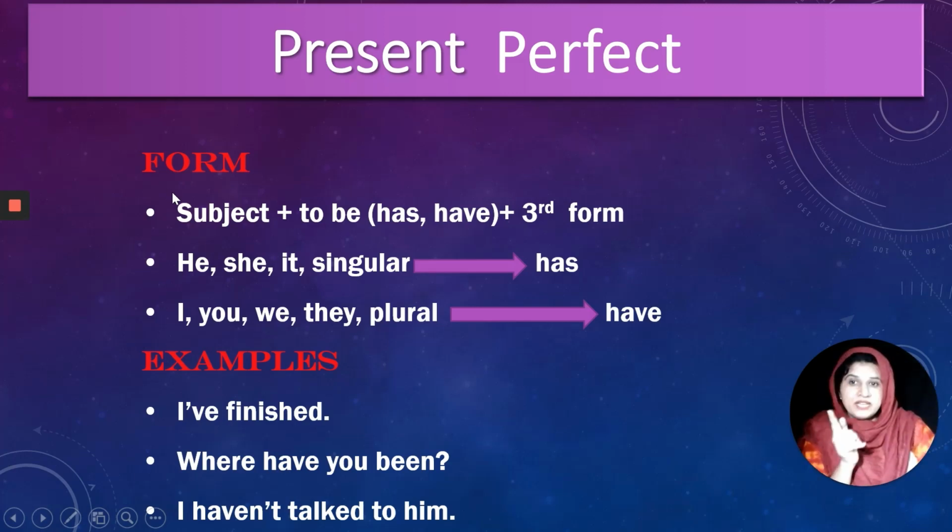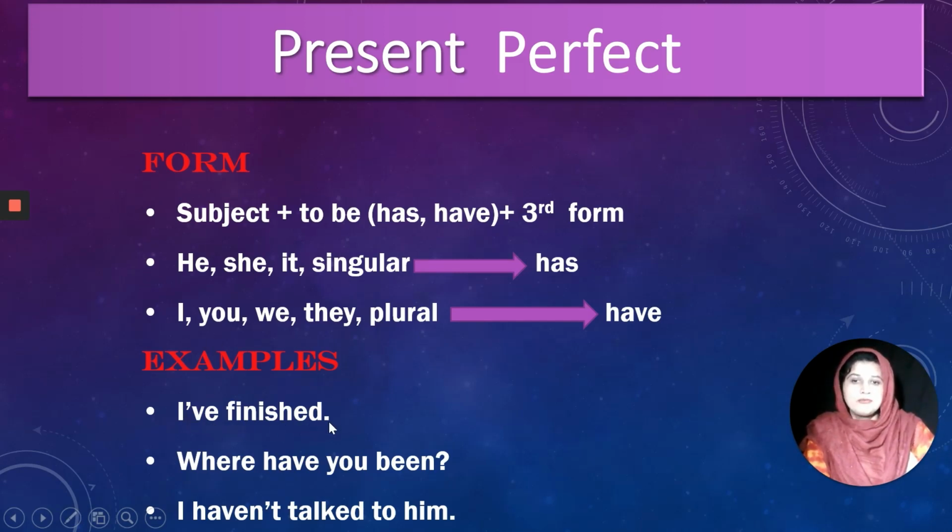You should be aware that first of all we add the subject plus the helping verb has or have, plus the third form of the verb, or past participle. With he, she, it and singular subjects we use has, while with I, you, we, they, plural, we use have, right? So let's see some examples.